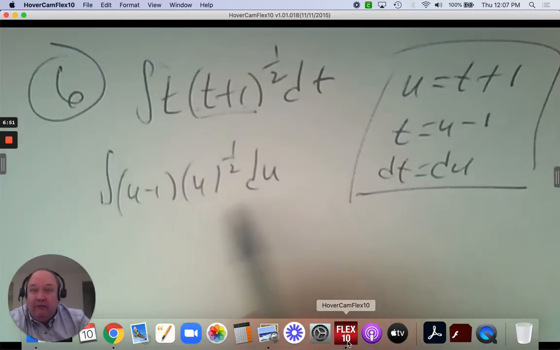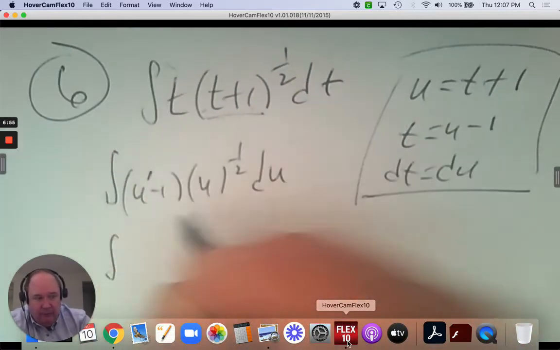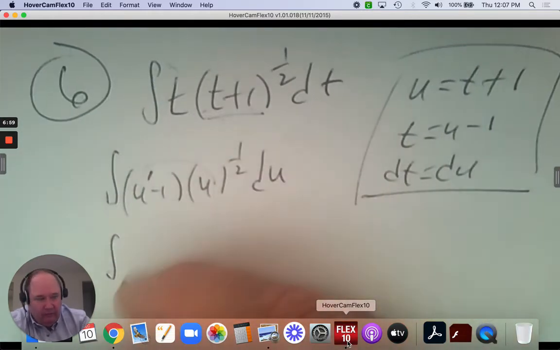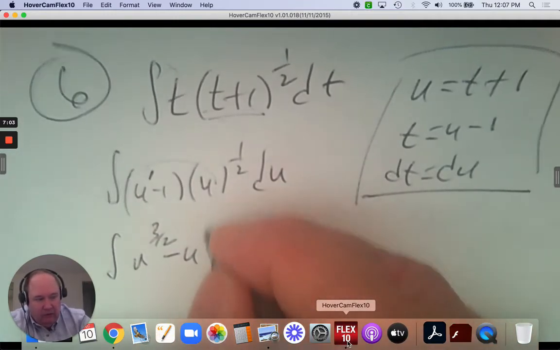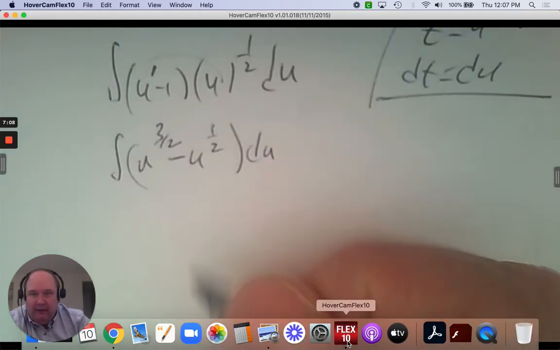So now we have a situation where I can do some algebra and then do the Antipower Rule. So remember the exponent is 1 here. So when you multiply it, you're going to add the exponent. So that's 3/2 when you add it up. And then -1u to the +1/2. So a little bit of algebra. Now we're ready to do the Antipower Rule.